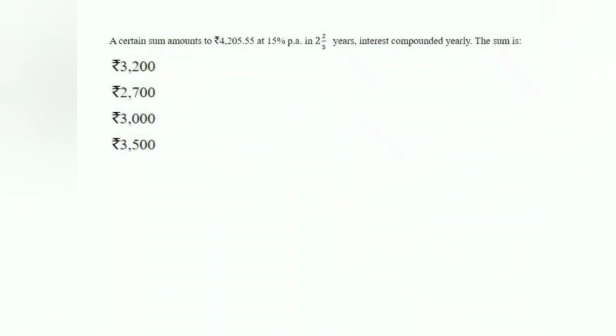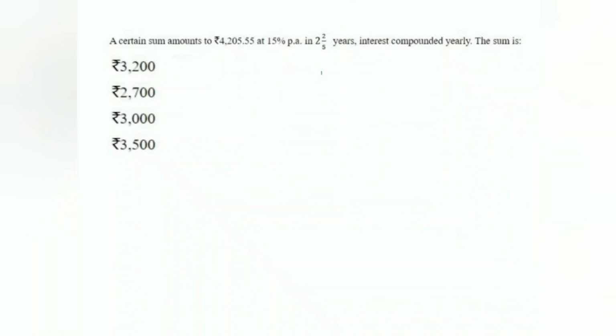A certain sum amounts to 4,205.55 at 15% per annum in 2 by 5 years, interest compounded yearly. The sum is? So, reverse, he asked you to find out the principal. Here it is 15% per annum, but the years are not given completely. It is like 2 by 5.